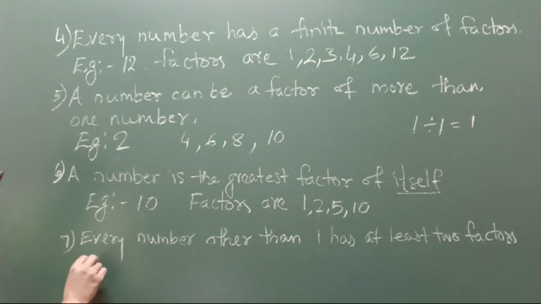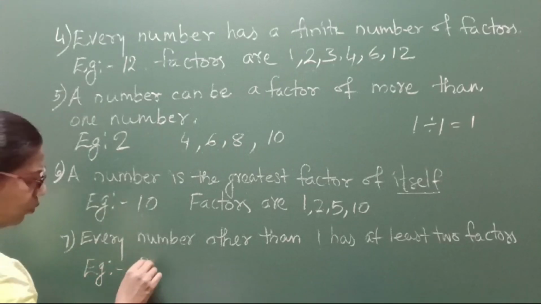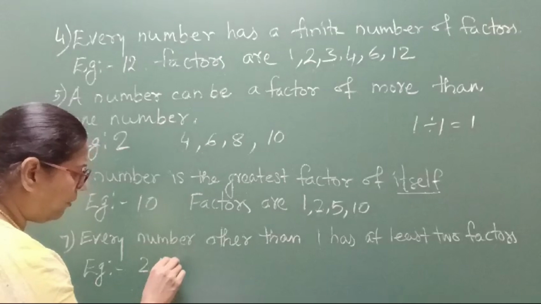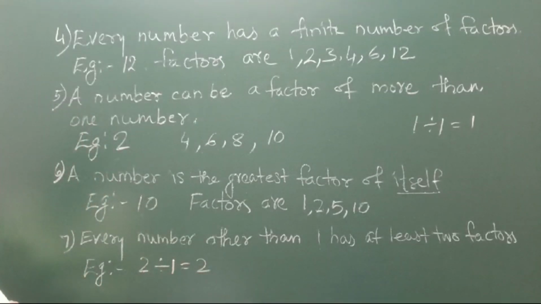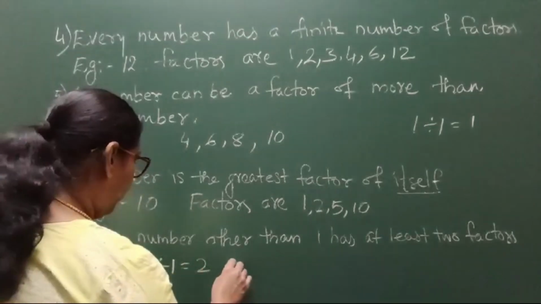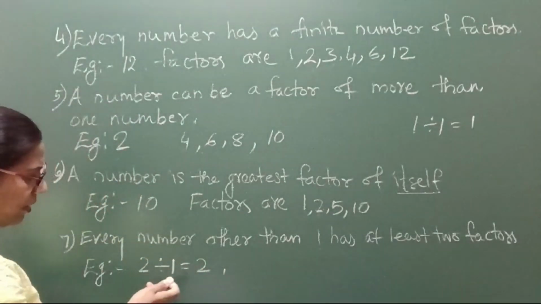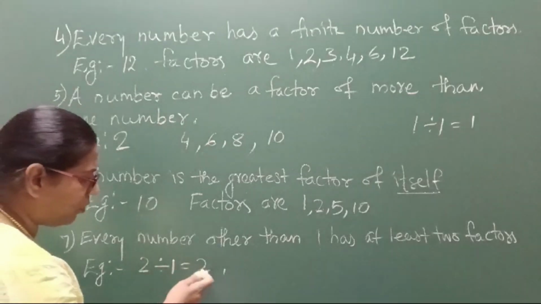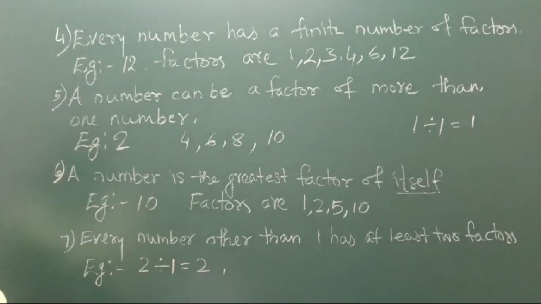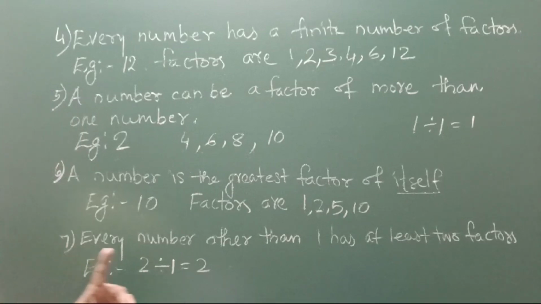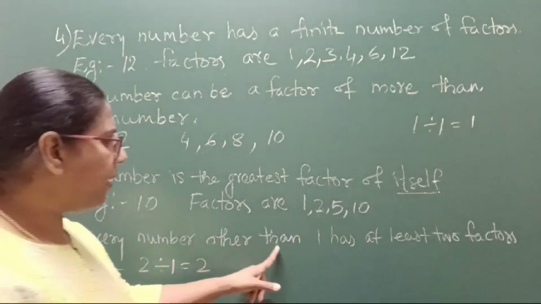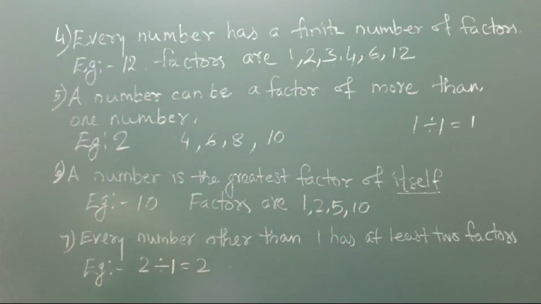Example, take 2. 2 divided by 1 is equal to 2. 1 2s are 2. How many factors here? 1 2s are 2, 2 1s are also 2. So 1 and 2 are the factors of number 2. That means at least 2 factors will be there for numbers other than 1. So every number other than 1 has at least 2 factors.